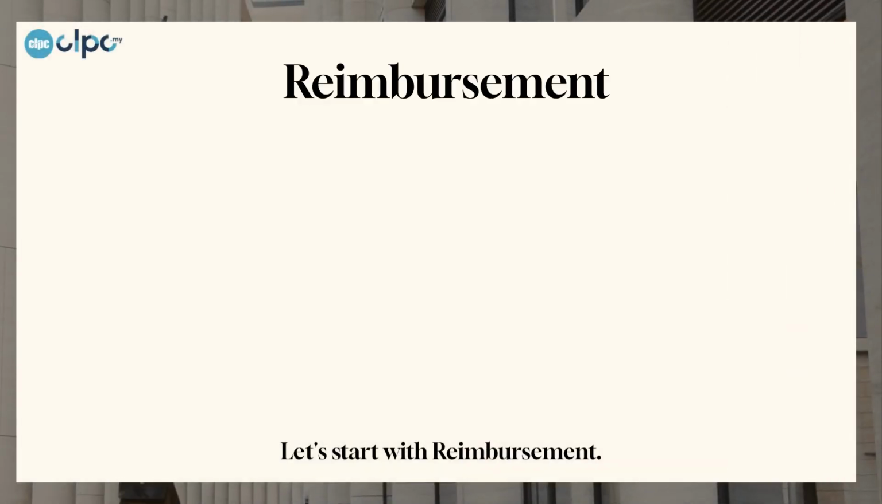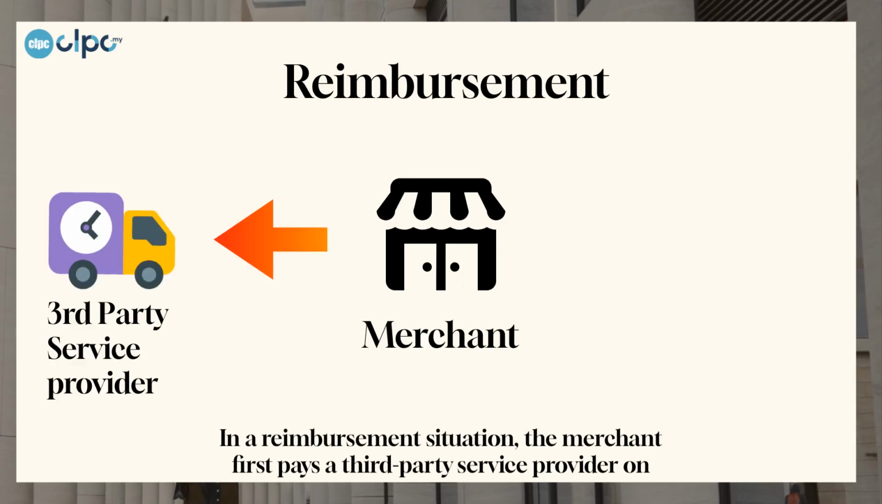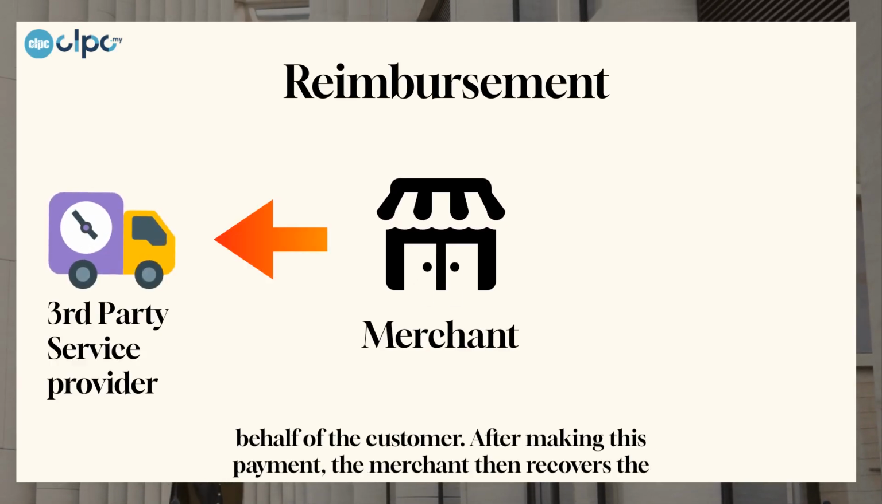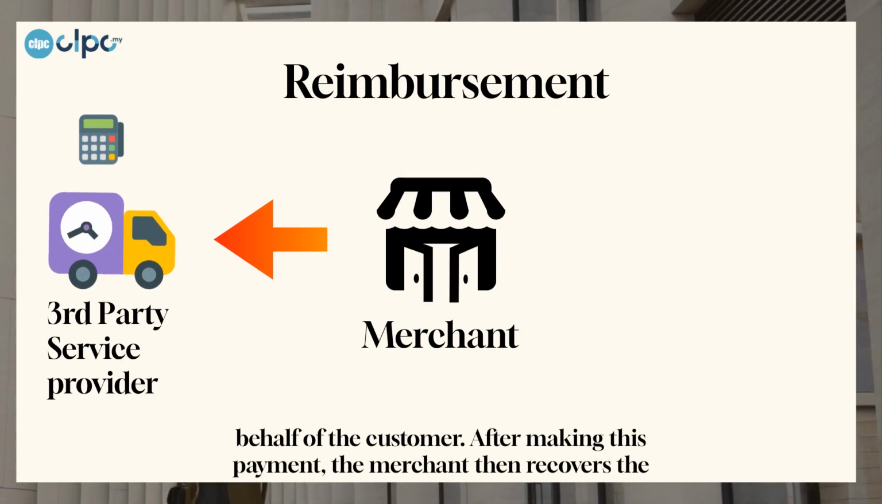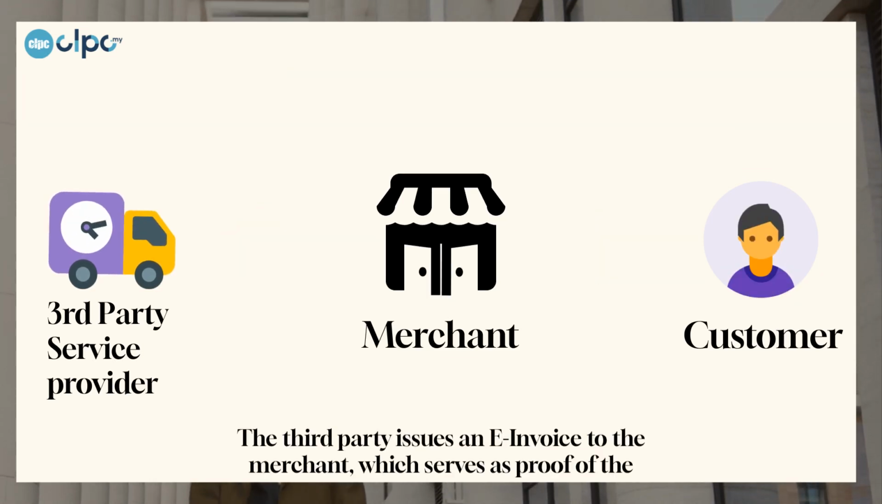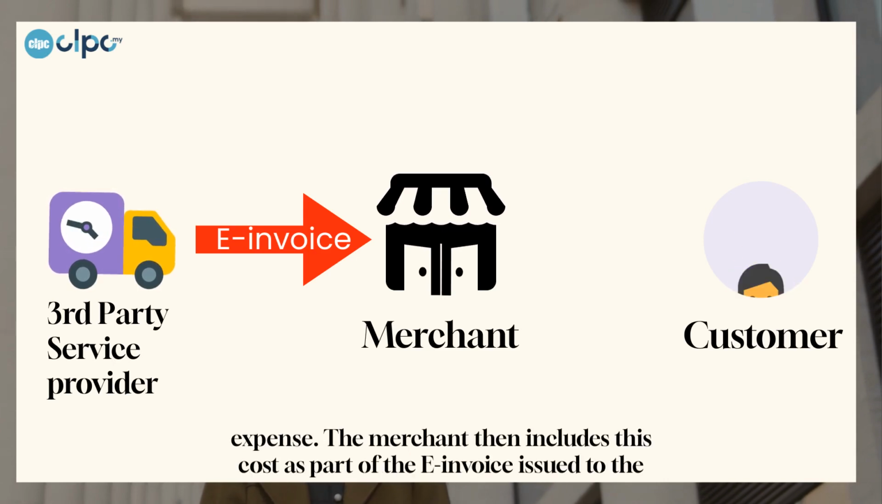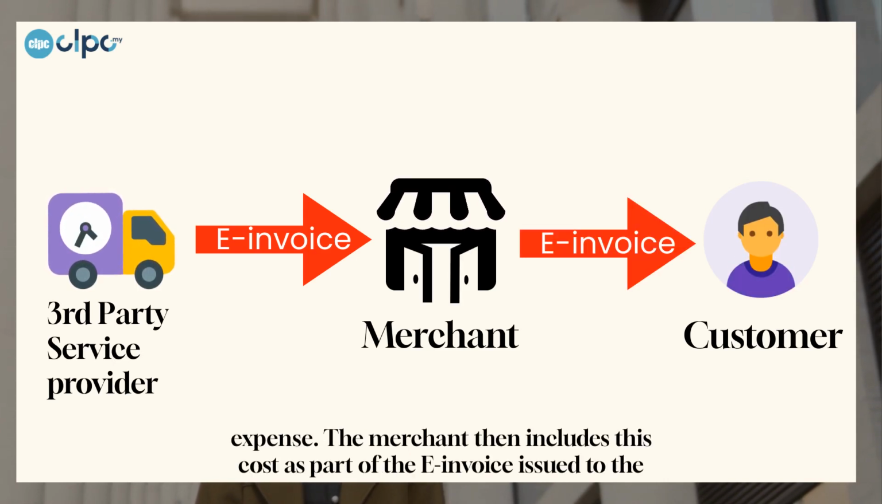Let's start with reimbursement. In a reimbursement situation, the merchant first pays a third-party service provider on behalf of the customer. After making this payment, the merchant then recovers the cost by charging the customer for it. The third party issues an e-invoice to the merchant, which serves as proof of the expense. The merchant then includes this cost as part of the e-invoice issued to the customer.